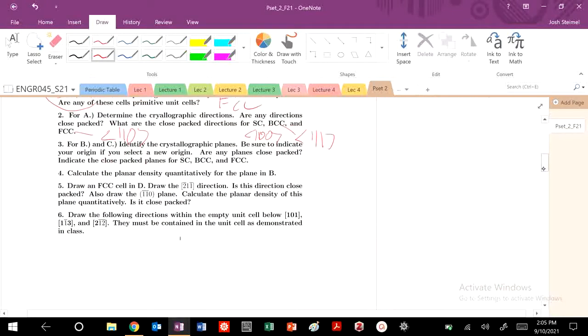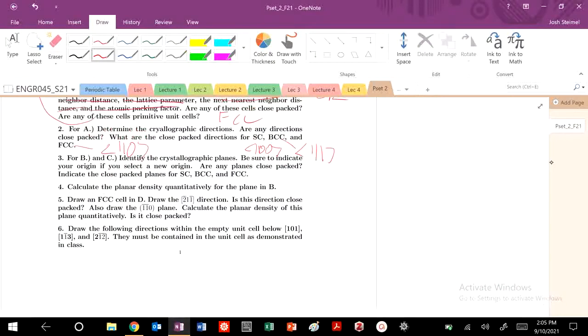Fantastic. So, for B and C, identify the crystallographic planes. Be sure to indicate your origin. Select a new origin. Are any planes close packed? So close packed planes for simple cubic, none. BCC, none. FCC, only these ones.